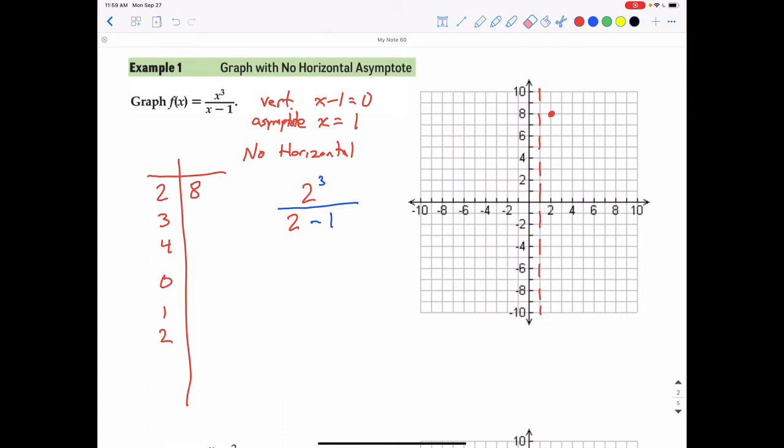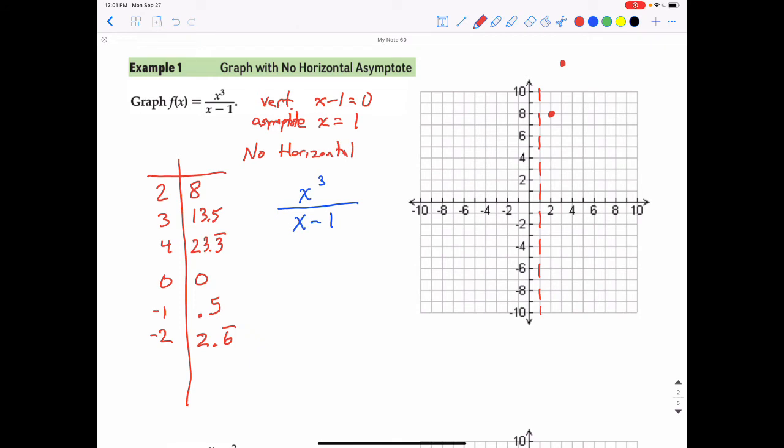So for 3, we would have 3 to the third power over 3 minus 1. 3 to the third power is 27, and 3 minus 1 is 2. So 27 over 2 would be about 13.5, which is running off our graph pretty quickly. So 13.5 is probably about right here, I would say. And then when we do the rest of the t-chart, this is what we get.